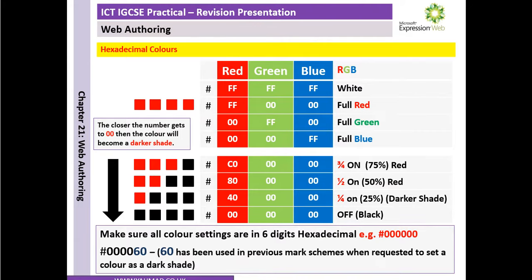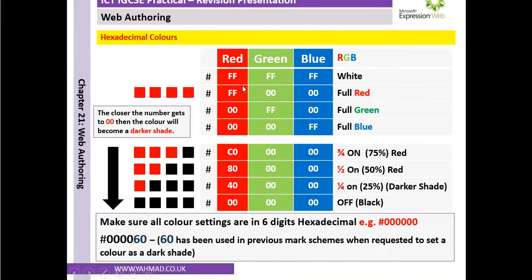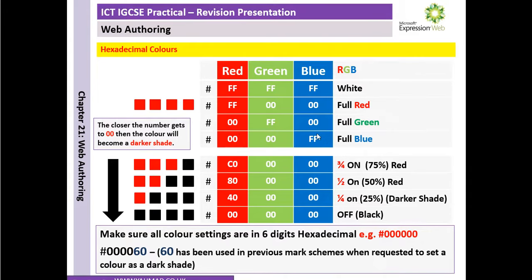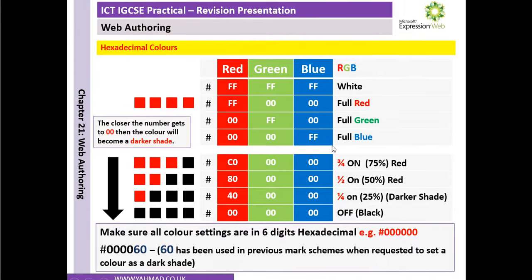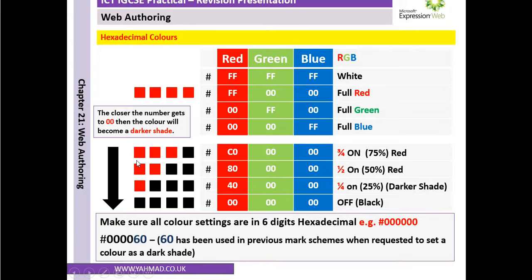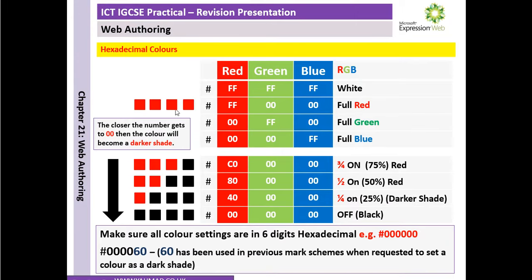If you wanted a full green color, you'd have no components for red, so you'd have 2 zeros there. You could put FF for green and then 2 zeros for blue. If you wanted full color components shown for blue, so you wanted a full blue color, you'd have zeros for red and green, and then you'd have FF showing for blue. Now let's say, for example, we only wanted a quarter of the red color. So imagine you've got 4 buckets of paint. If it was FF, all buckets of paint would be red. So if you mix them together, you're going to have the same color.